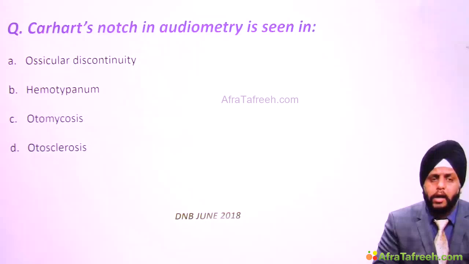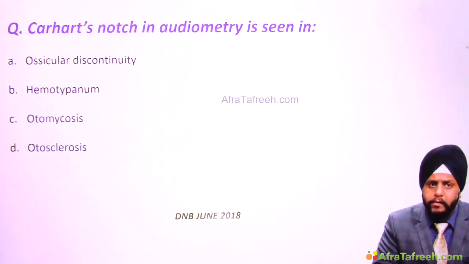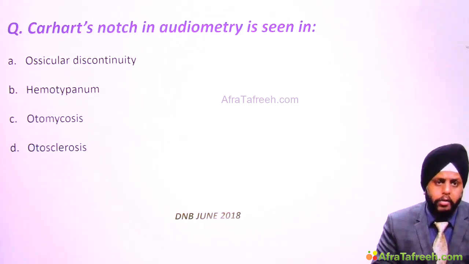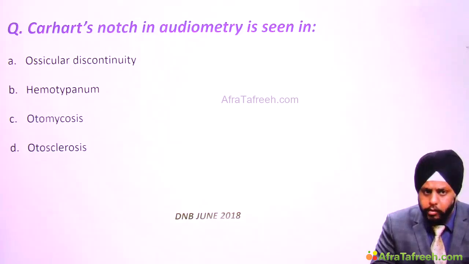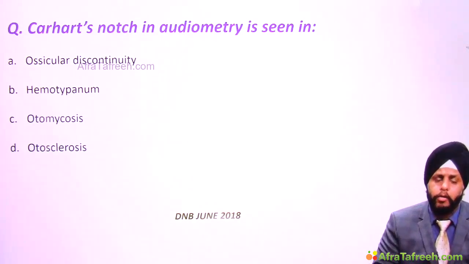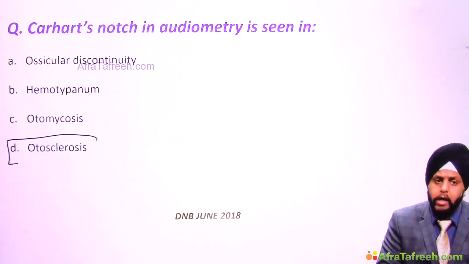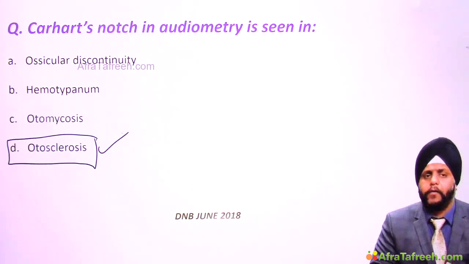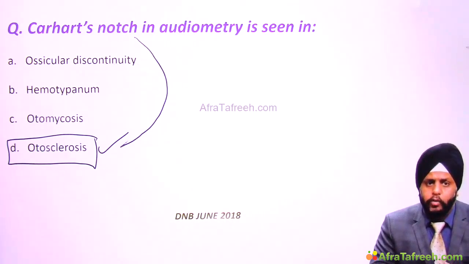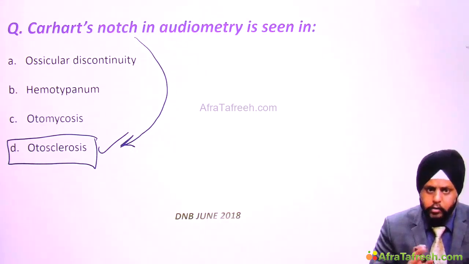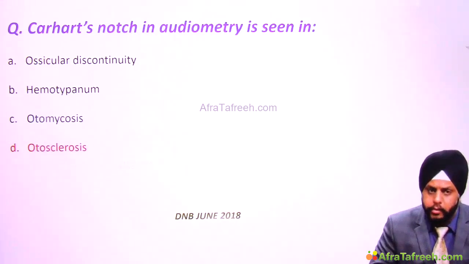Okay, next, Carhart's notch in audiometry is seen in. You see, Carhart's notch can be seen in a lot of conditions. As I told you, it can be seen in ossicular discontinuity, or any other cause where there is conductive hearing loss. But it has been associated with otosclerosis. So if you find otosclerosis in your options, that is the answer you have to mark. Because we usually relate it with otosclerosis only, it was first discovered there. So remember, mark the answer as otosclerosis.